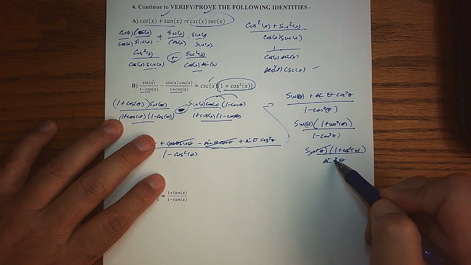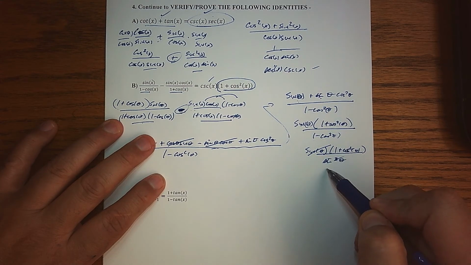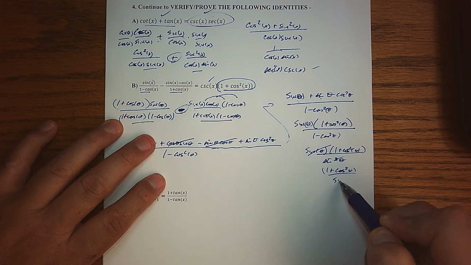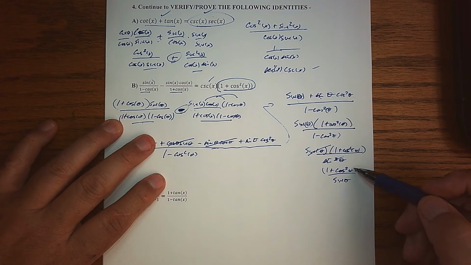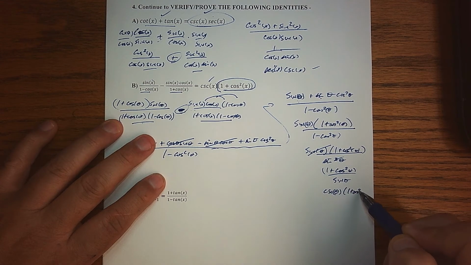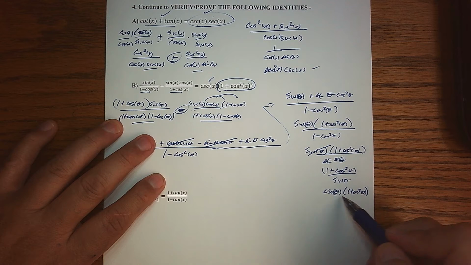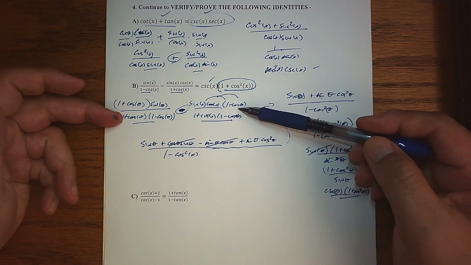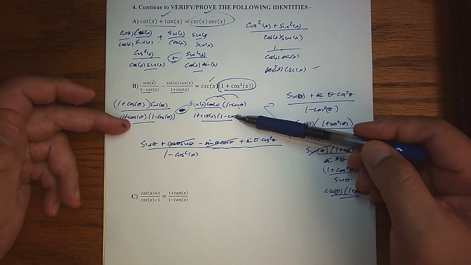So a sine will go away with a sine, and 1 over, so we basically have 1 plus cosine squared theta on the top, all over sine theta. Of course, 1 over sine is cosecant of theta times the 1 plus cosine squared theta. And we got it.